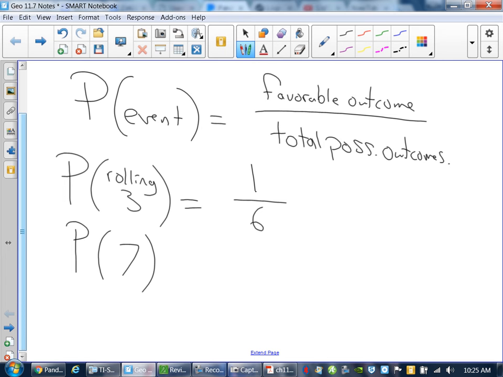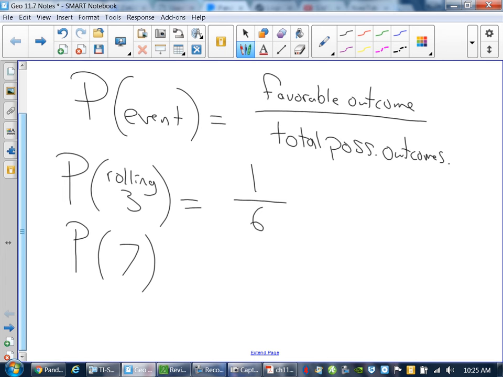We can count this out here. We have a 1 and a 6, 2 and a 5, 3 and a 4, 4 and a 3, 5 and a 2, 6 and a 1. So there's 6 possible outcomes out of that, okay? That would be the most common, all right? And that's why certain values are worth more than other things. It's kind of the same idea.